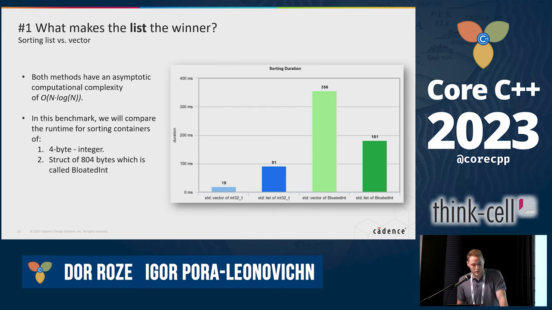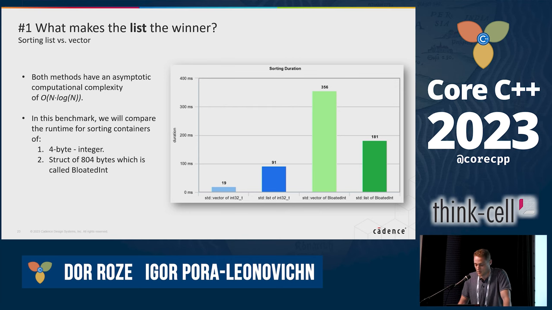But if we are looking at the bloated int, then the list is the winner, right? It's the green against the light green. So why does it happen? Let's look at each data structure's advantage. The vector's advantage is, as said before, spatial locality. When element size increases, fewer elements can be stored in a single cache line. In this case, this advantage becomes less relevant.